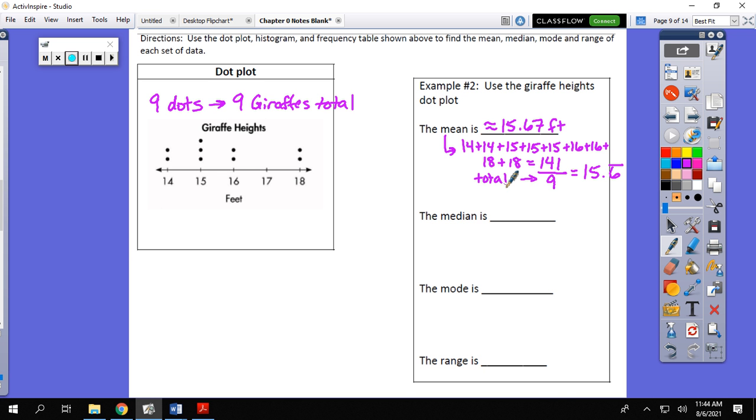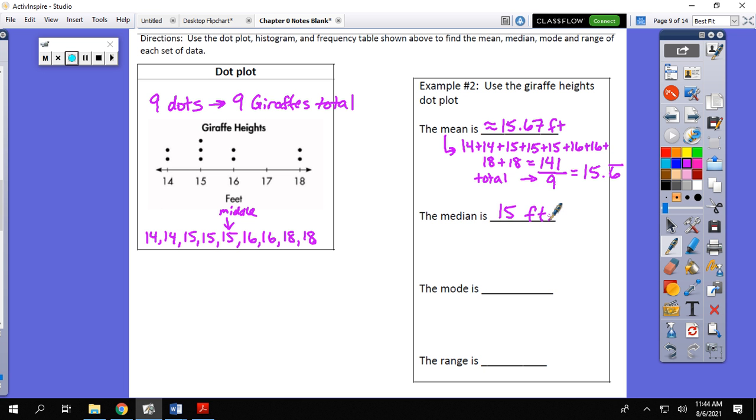The median, what we can do is we can either rewrite the data set as numbers or just use the dots themselves, which are already in order, to find the middle number. Okay, if we look at this and we work our way in from the outside, we discover that there is only one number in the middle, and that is 15. So our median is 15 feet.